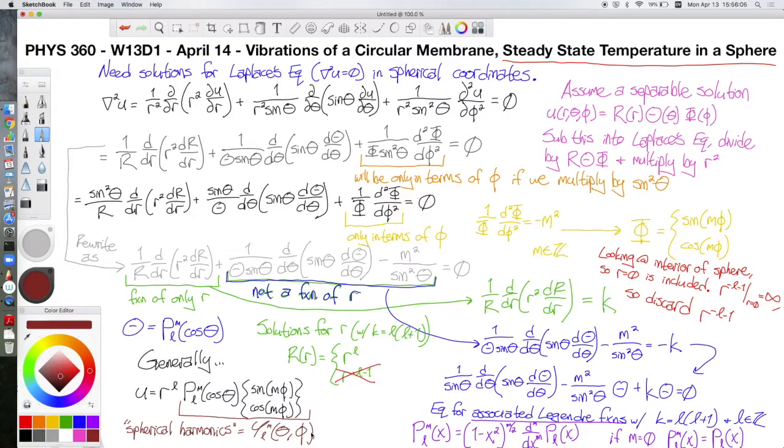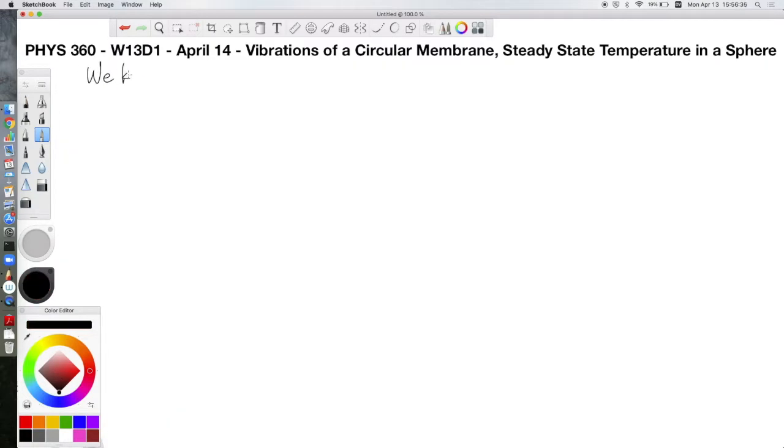So all of this was very general. Everything we've done on this slide would be true for any sphere of which we want to know the steady state temperature on the interior of the sphere. To do anything specific, we would need to know some boundary conditions. So what temperatures is the sphere being held at? And that's the example we're going to do next.